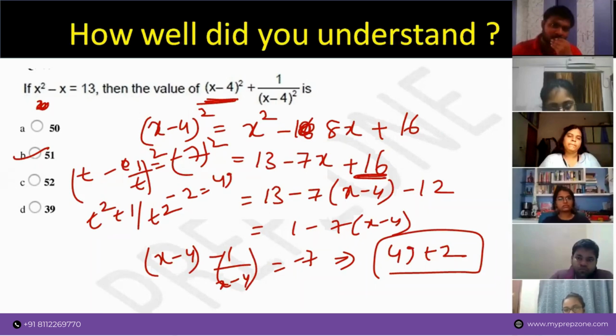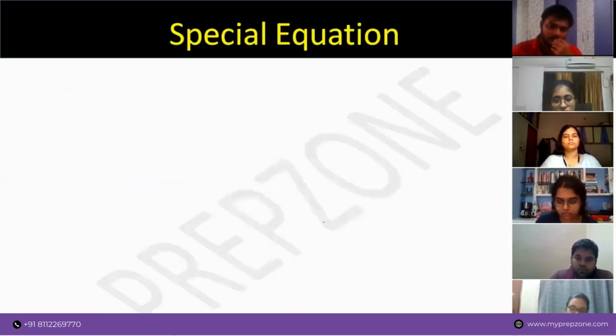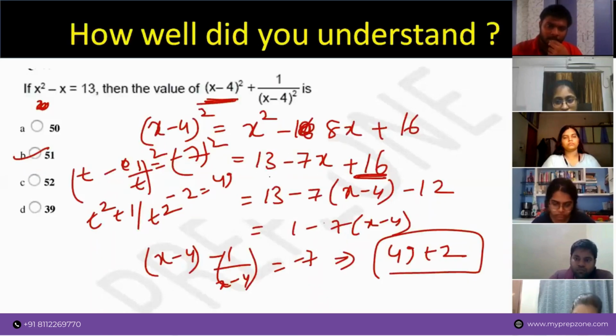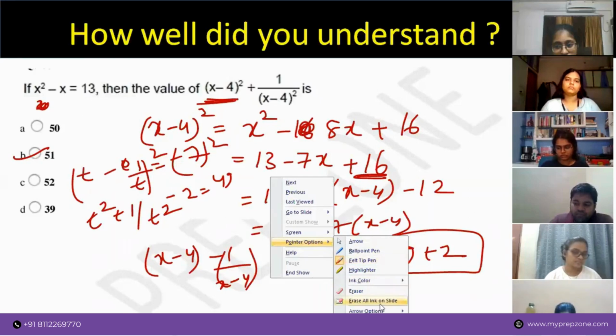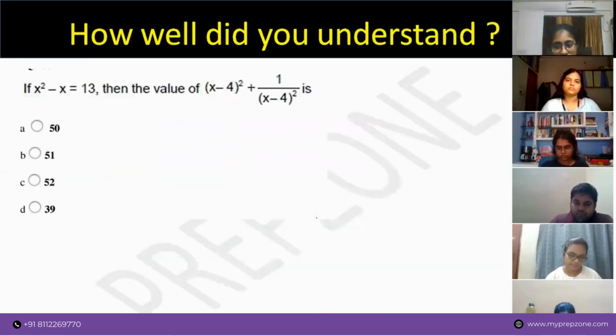Clear? Great. So congratulations, everyone has completed the entire simple equations. Special is left, quadratic is left, but we have covered 1/3 of equations.